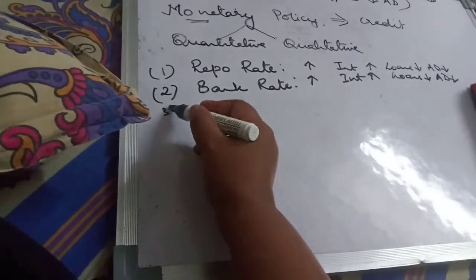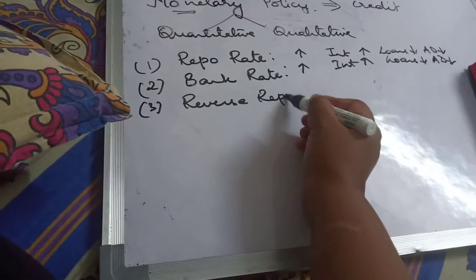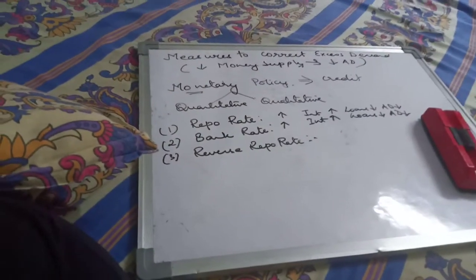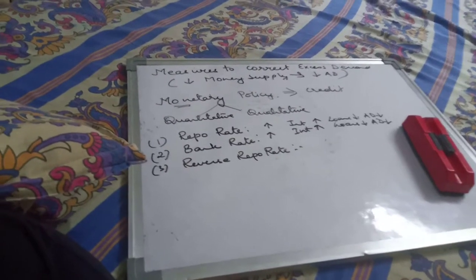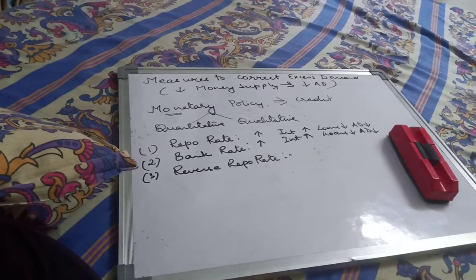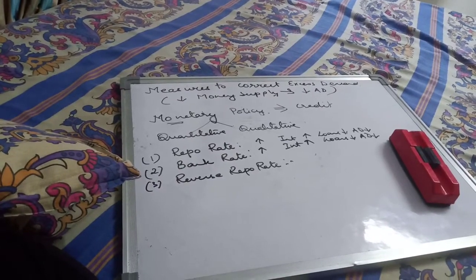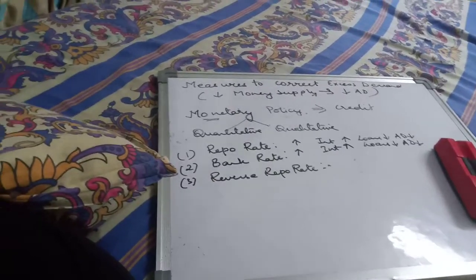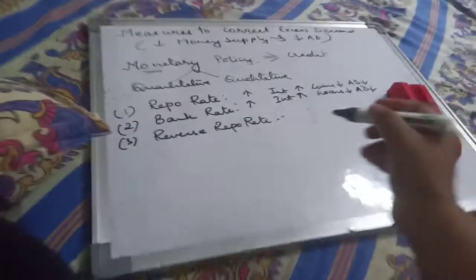The third is reverse repo rate. It is the rate at which the commercial banks keep their deposits with the central bank. When we keep deposits, we get interest. Similarly, commercial banks keep their deposits in the central bank and in turn get interest from the central bank. That is the reverse repo rate. So during inflation, the reverse repo rate is increased.